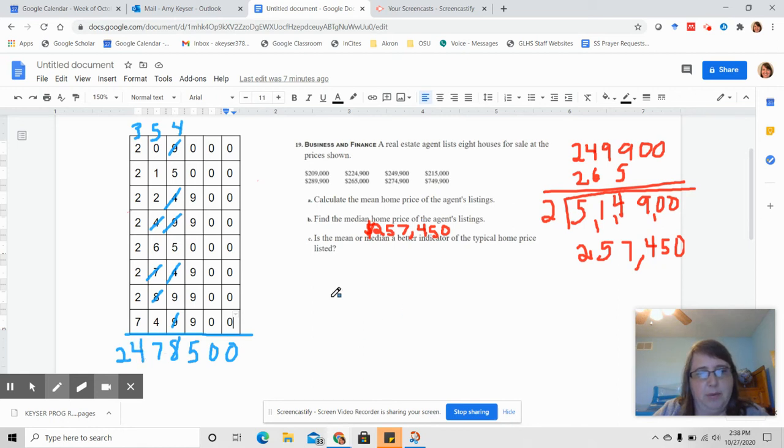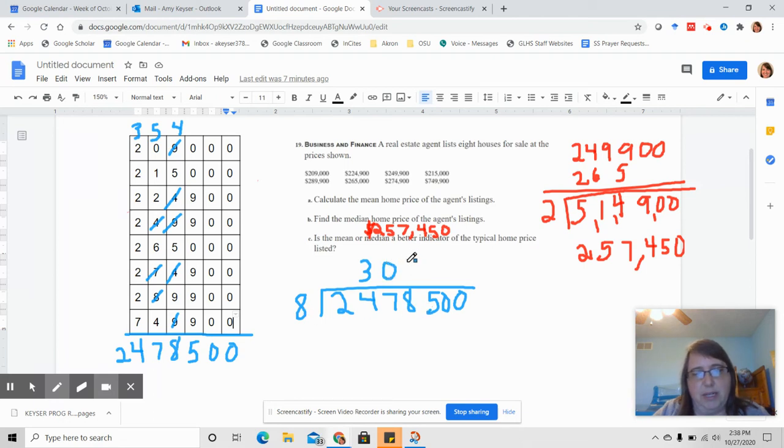There are 8 numbers, so I have to divide 2,478,500. That's the total amount that they've brought in, or that they'll bring in if they can sell them for that. Divide that by 8 numbers. 2 goes into 24 3 times. 8 goes into 24 3 times. 8 does not go into 7.